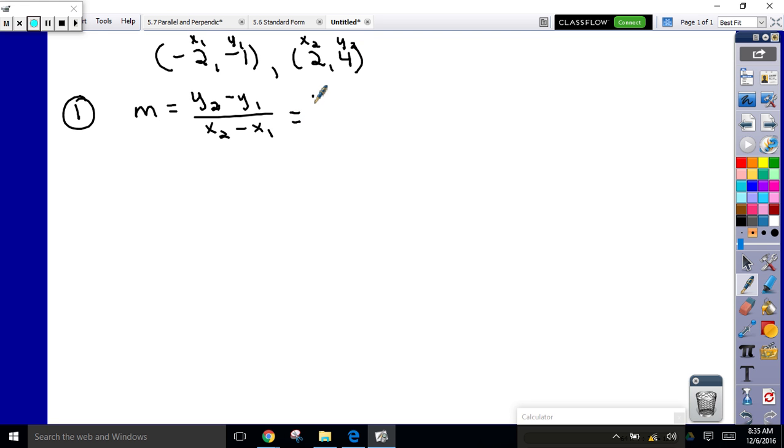So y2 is 4 minus a -1, which becomes +1. x2 is 2 minus a -2, which becomes +2. So now I have 4 plus 1, which is 5, over 2 plus 2, which is 4. So my slope is 5/4. So I'm ready to move on.